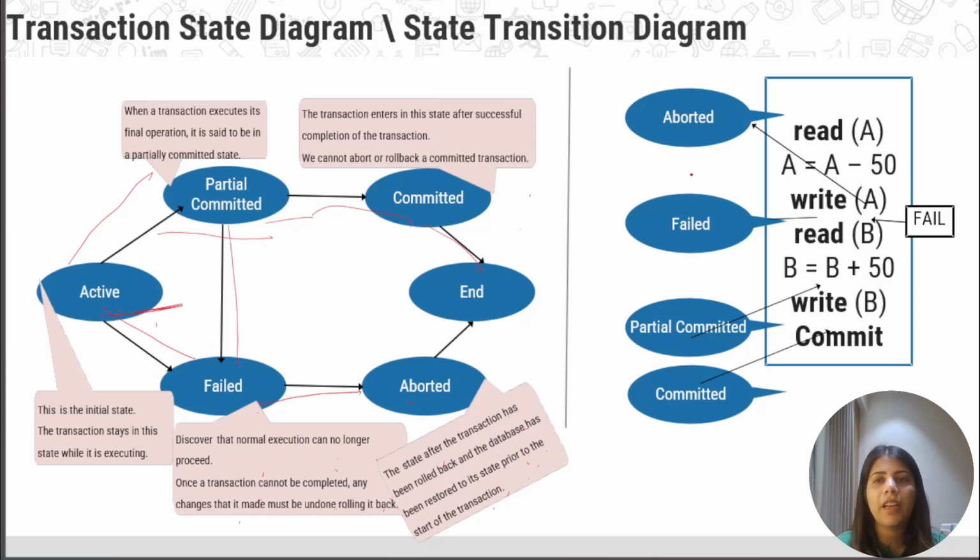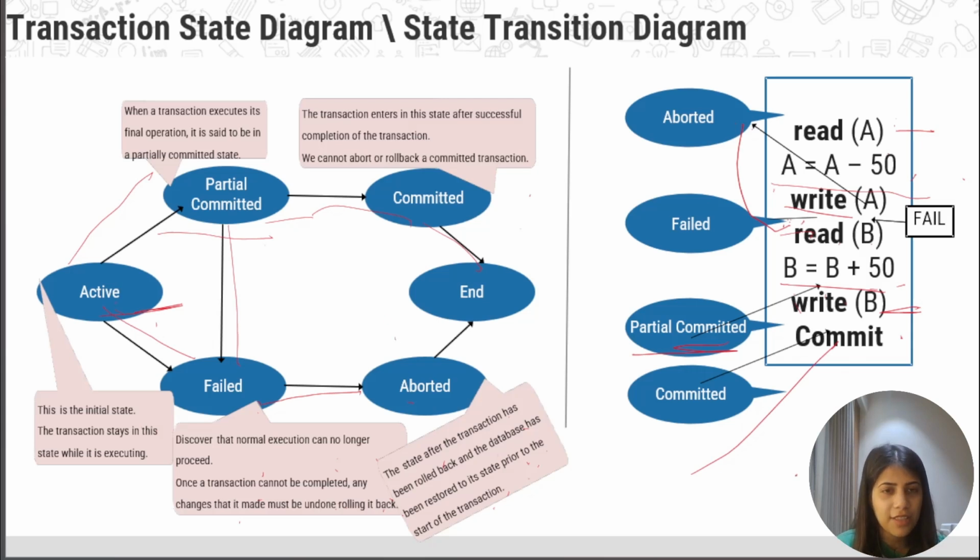Let's understand this more by an example. It will read the account A, A equals A minus 50, and it will write the A. If at this stage the transaction fails, it realizes it can no longer be executed. So at this stage, it will go to the abort stage, which means whatever was the initial state of account A has to be maintained. This step needs to be rolled back. If it gets completed, it will go to the account B, B equals B plus 50. This is the partially committed stage. At this point, once it writes into B, this is the stage called the committed stage. So I hope this is clear.